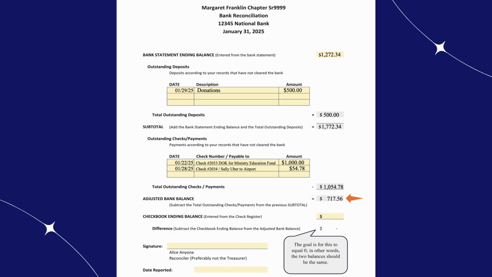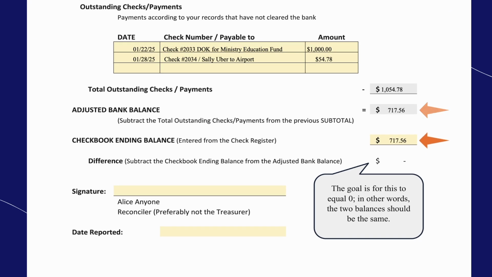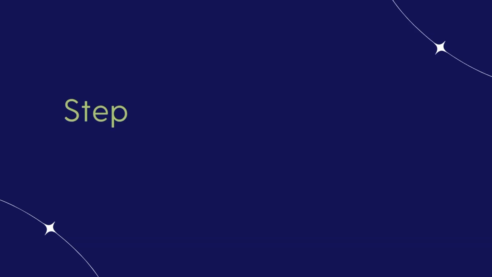In our case, the adjusted bank balance is $717.56. On the next line, we enter the balance of our check register. As we can see from our example, we have a balance of $717.56. We then determine if there is a difference between these two numbers. In our example, we find that the two numbers are equal and there is no difference. Therefore, we have successfully completed the reconciliation.